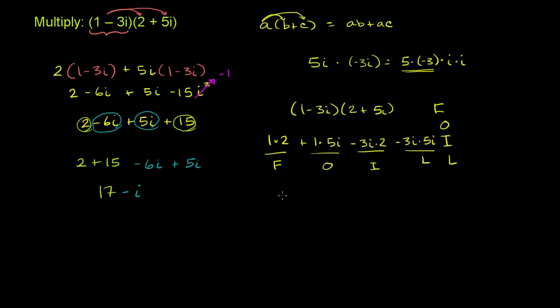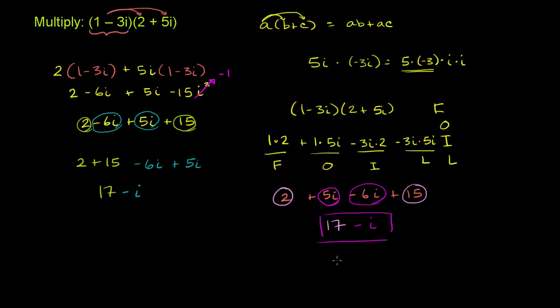1 times 2 is 2. 1 times 5i is 5i. Negative 3i times 2 is negative 6i. And negative 3i times 5i, well, we already figured out what that was. Negative 3i times 5i turns out to be 15. Negative 3 times 5 is negative 15, but i times i is negative 1. Negative 15 times negative 1 is positive 15. Add the real parts: 2 plus 15, you get 17. Add the imaginary parts: you have 5i minus 6i, you get negative i. And once again, you get the exact same answer.